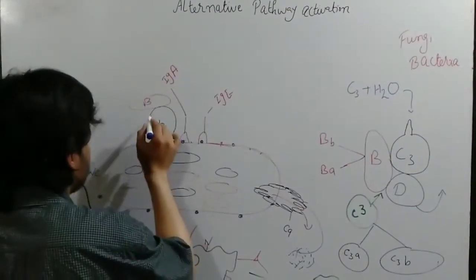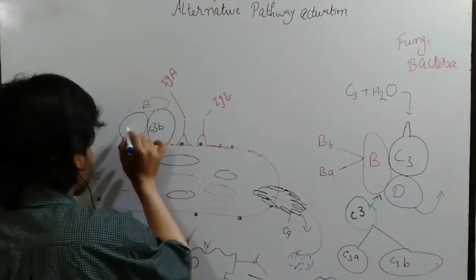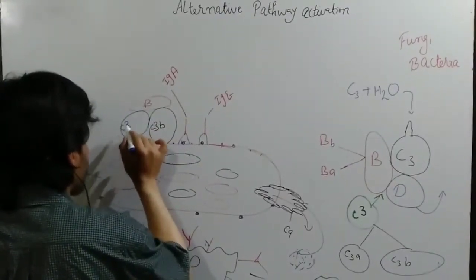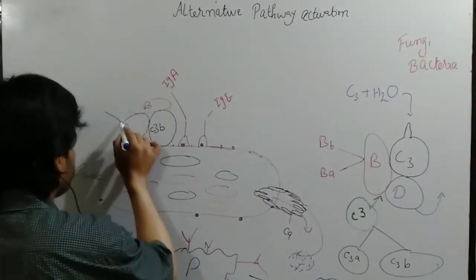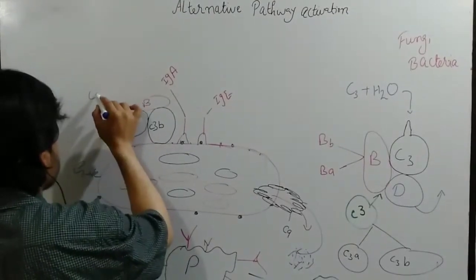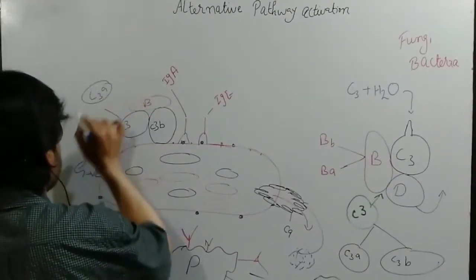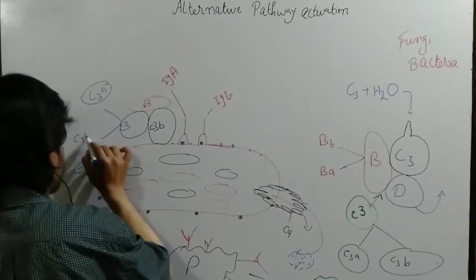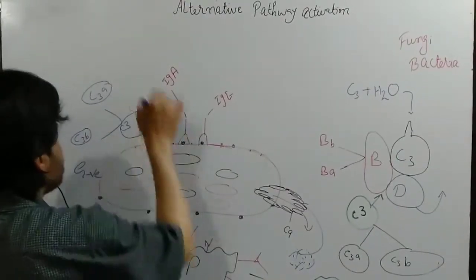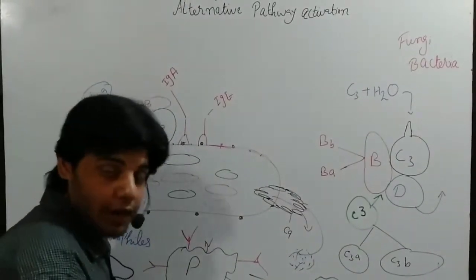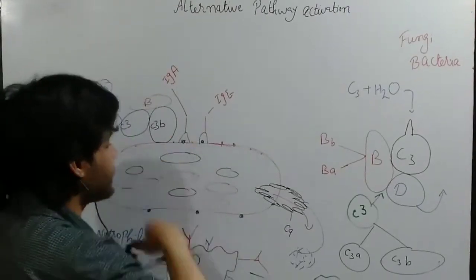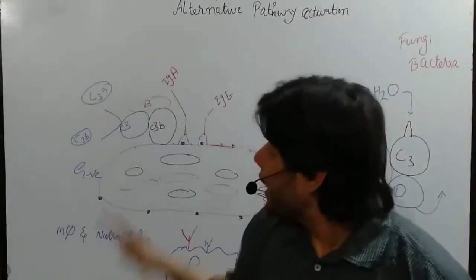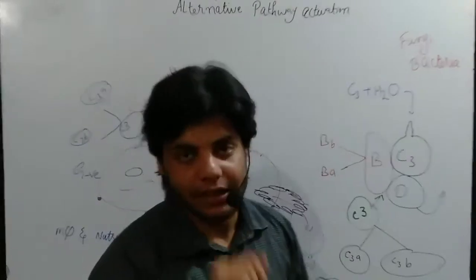Okay. Now after that, let me draw again. This is C3. Again we get C3. This C3 is again cleaved into two fragments, C3a and C3b. Okay, C3a acts as an anaphylactic toxin, and C3b again binds to that specific area. Now this is acting as a C3 convertase.